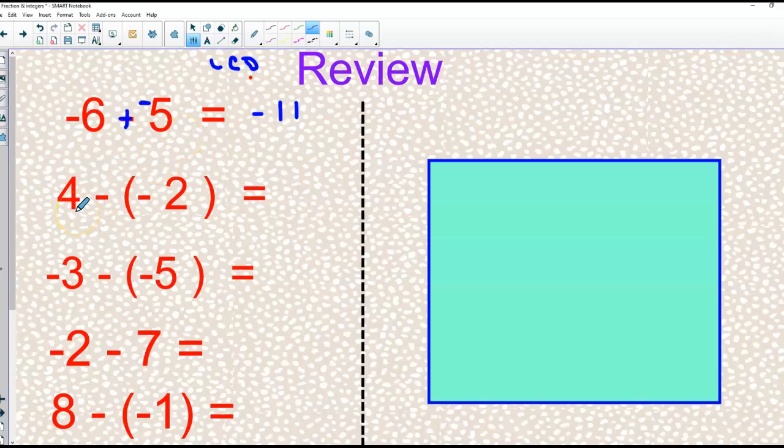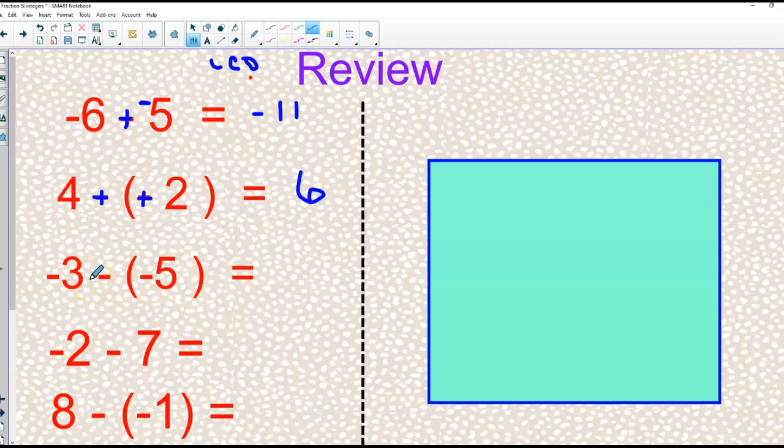Let's go to the next one. 4 minus -2. So again, leave this alone, change this to its opposite, which would be addition, and make -2 into its opposite, which would be +2. So this is just a plain old 4 plus 2. Which is a +6.